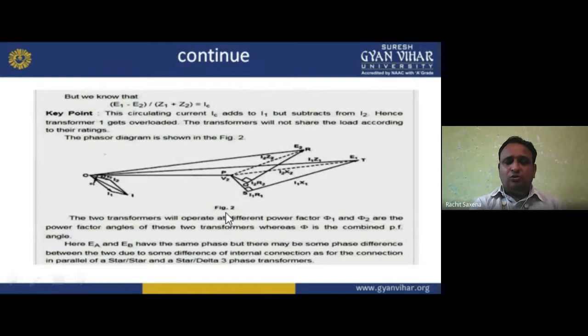The two transformers will operate at different power factors. Phi 1 and Phi 2 are the power factor angles of these two transformers, whereas Phi is the combined power factor angle. If they have different power factor angles, they are working differently. So one gets overloaded, another one gets underloaded. Here EA and EB have the same phase, but there may be some phase difference between the two due to some difference of internal connection, as for the parallel connection of star and delta in three-phase transformers. If I am talking about three-phase transformers, this will be changed. But if I am talking about single phase, they will remain the same.